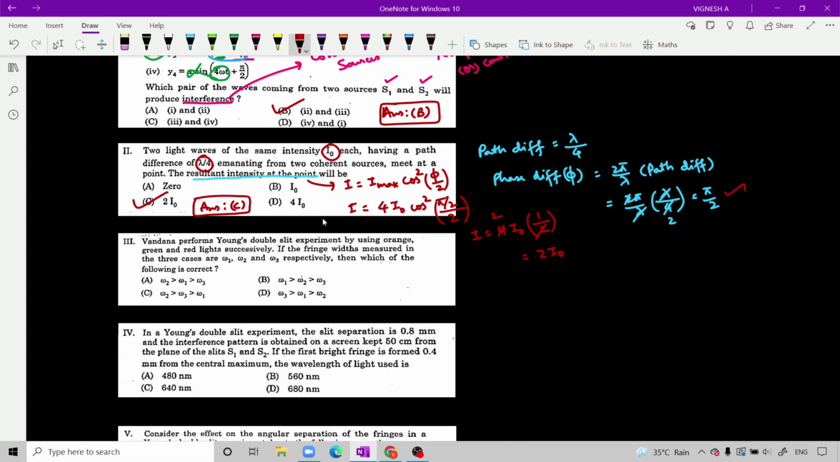Okay, moving on further to the next question, question number 3. Vandana performs YDSE using orange, green and red light successively.